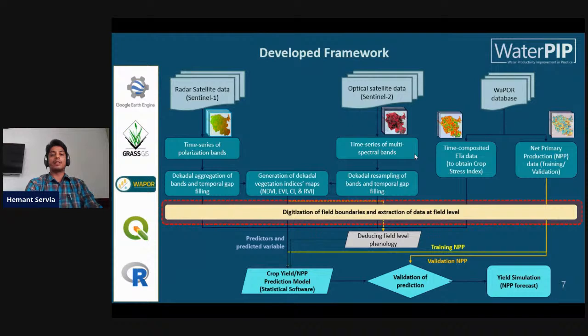Therefore, in the next step, the field boundaries in the study region were digitized based on the pathways between the fields and based on the heterogeneity in the greenness of the fields arising due to changes in the cropping practices. Once the digitization process was complete, the values of different variables were extracted per field.